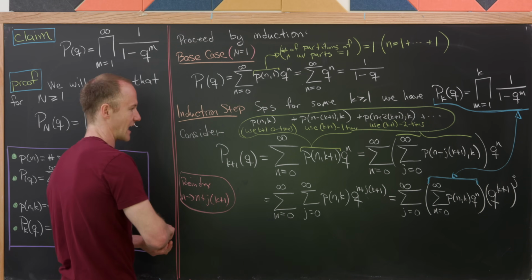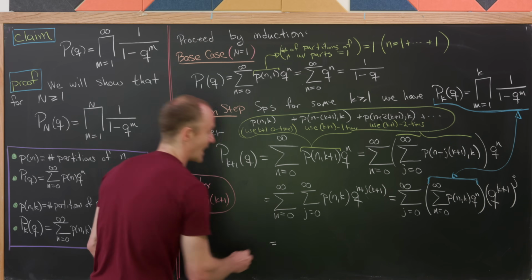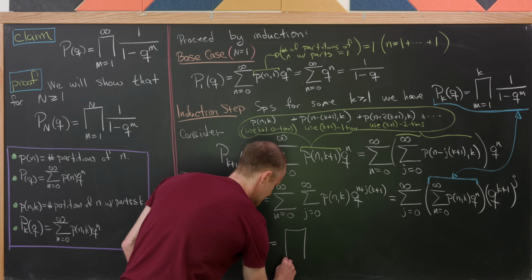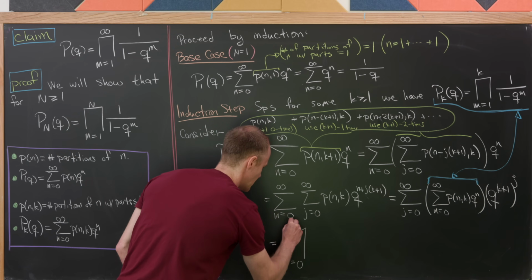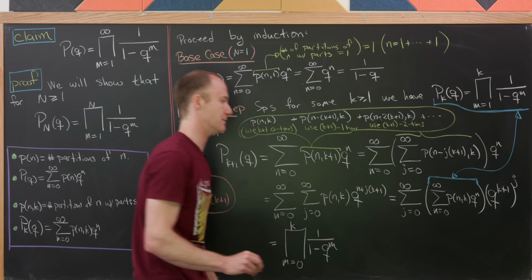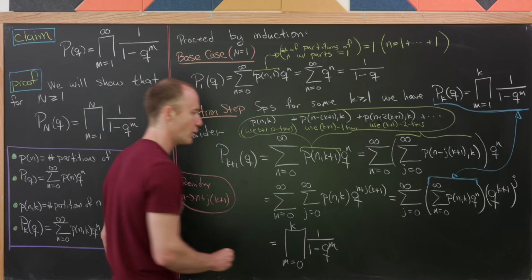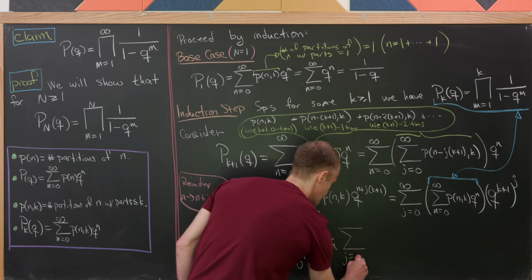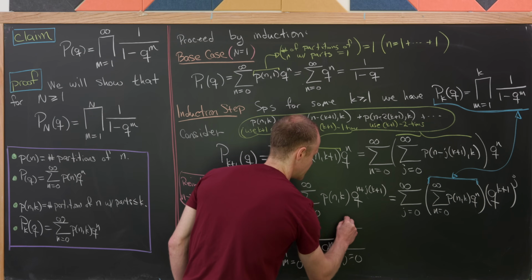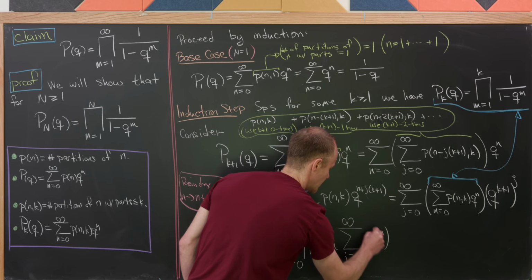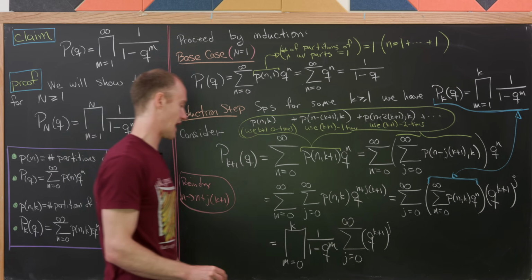So let's see where that'll leave us. So we're going to factor this out, and we'll have this product as m goes from 0 up to k of 1 over 1 minus q to the m. And then, well, what do we have left over? Now we're going to have the sum as j goes from 0 up to infinity of q to the k plus 1 raised to the j power.